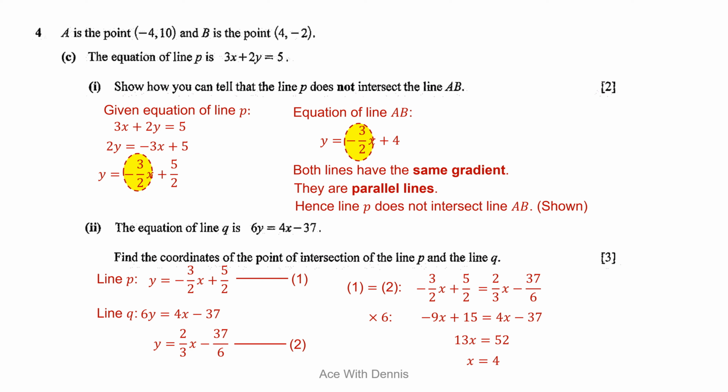Now I know the x coordinate of the intersection point. I move on to find the y coordinate of the intersection point. Substitute x equals 4 into any of the equations. In this case, I substitute into equation number 1. Then y will be equal to negative 3 over 2 times 4 plus 5 over 2. Calculate, we will get negative 3.5. Hence, the coordinates of the intersection point are 4 and negative 3.5.